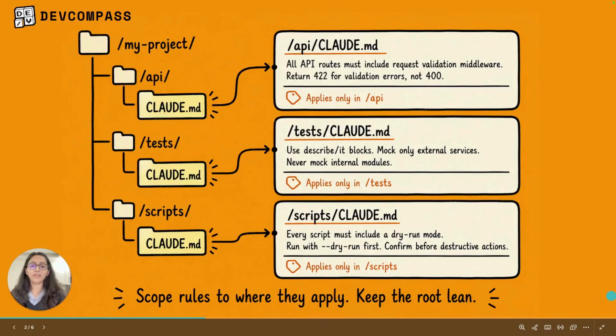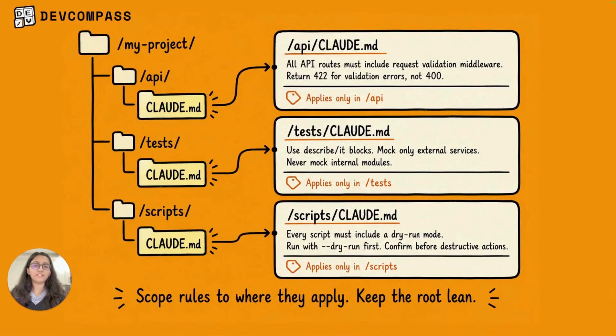Okay, so path-specific rules are exactly what they sound like. Rules that only apply when Claude Code is working in a specific directory. That is why path-specific. So let's look at the folder tree on the left. 3 directories, each with their own CLAUDE.md file, each connected by a line to its rule card on the right.